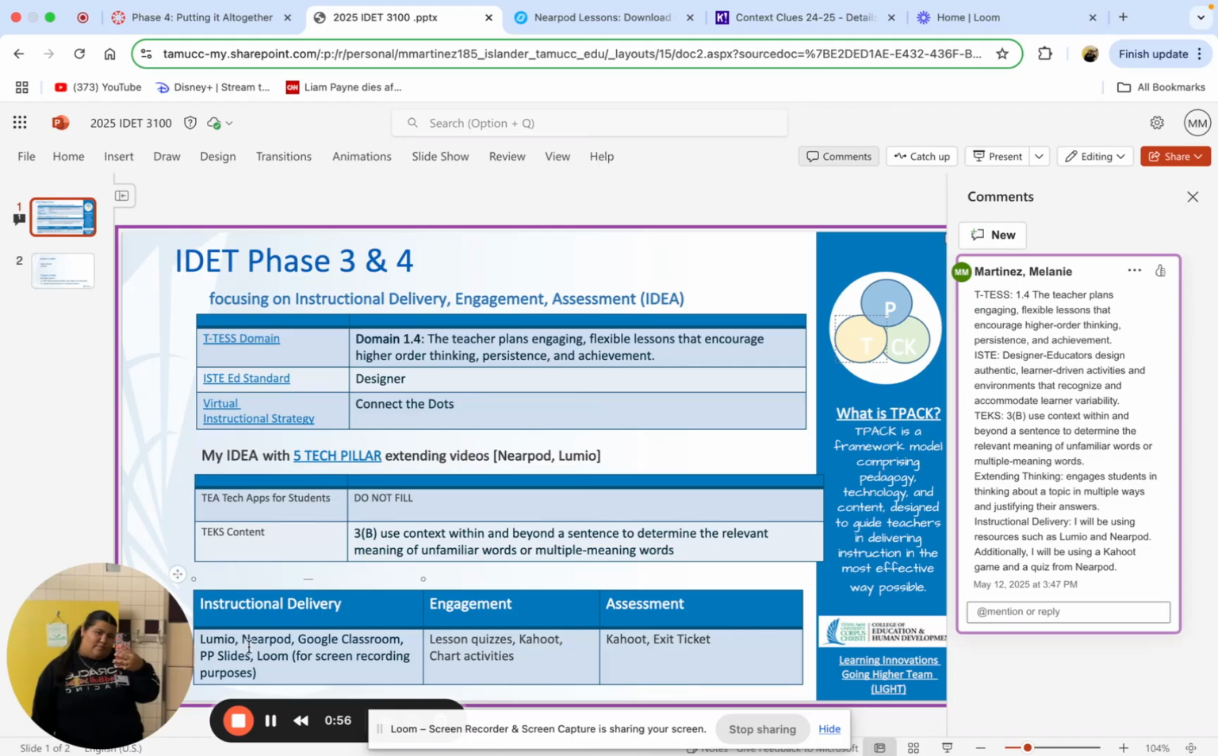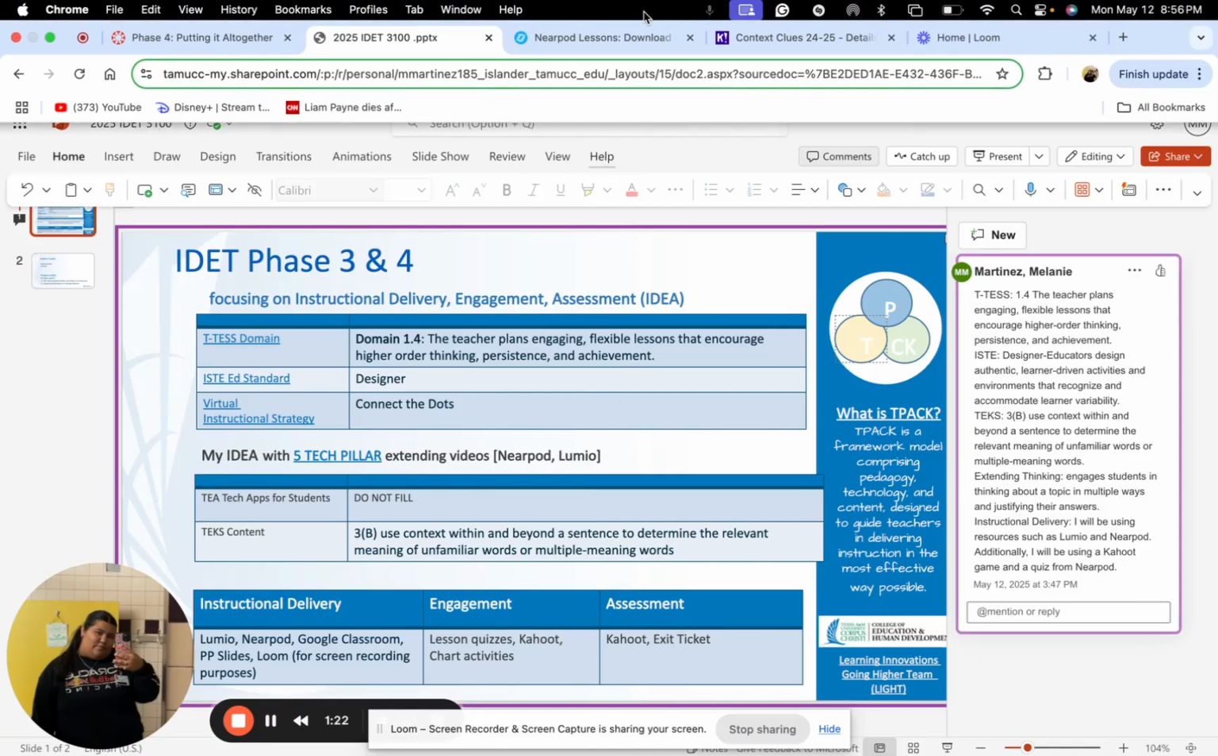Instructional delivery will include Lumio, Nearpod, Google Classroom, PowerPoint slides, and Loom just for screen recording purposes. For engagement, I will use lesson quizzes, Kahoots, or just one Kahoot game, and chart activities, which is the main activity for my lesson plan. And lastly, for the assessment, I will use the same Kahoot, but also an exit ticket that they will have to fill out and finish to be able to completely finish the lesson.